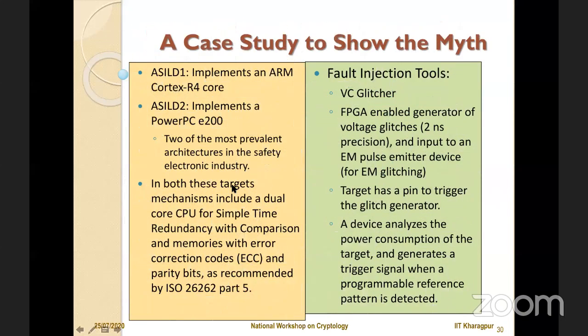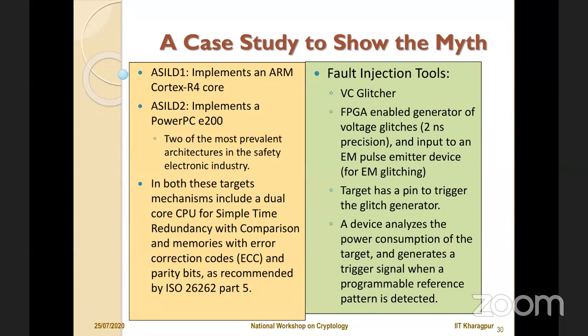Here we talk about two chips which are called ASIL-D chips. ASIL-D is a certification which shows that a high level of reliability or safety mechanism has been implemented. One is an ARM Cortex R4 chip, and there is another one called ASIL-D2, which we also present in this case study, which is a PowerPC based chip. And these are two of the most prevalent architectures in the safety electronic industry.